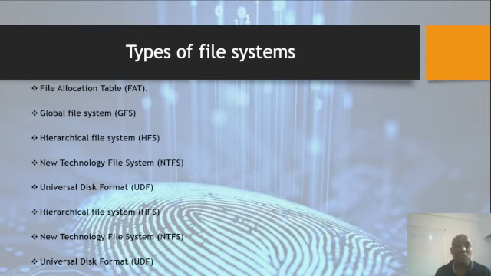Then apart from that, we have other file systems, like what we call the Hierarchical File System, or HFS, and they say that this file system was created specifically for the Mac operating system. So remember, Windows came out with FAT, Linux came out with GFS. Now the Mac operating system came out with their own filing system, and they call it HFS.